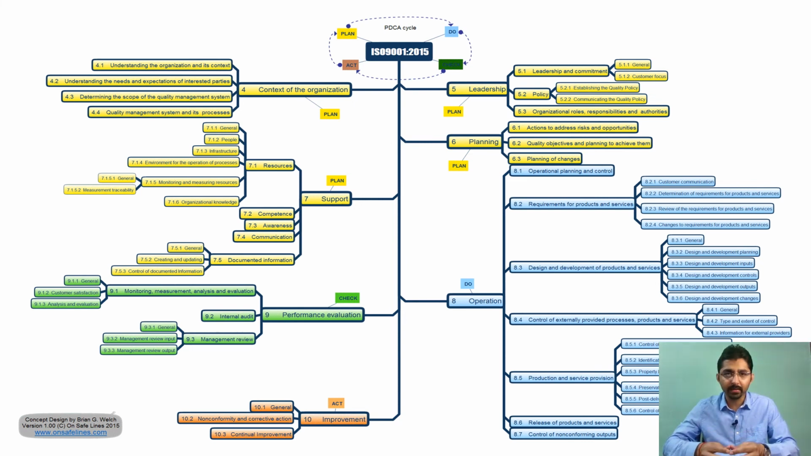When it comes to plan, it comprises clause number 4, clause number 7, clause number 5 and clause number 6, which are context of the organization, support, leadership and planning. Do of the PDCA cycle comprises operation, check comprises performance evaluation, while act comprises improvement. So this table will help you in understanding which clause comes under what portion of the PDCA cycle.